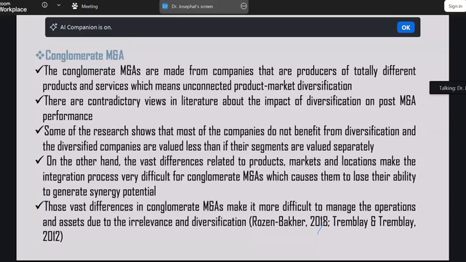Conglomerate mergers and acquisitions are made from companies that are producers of totally different products and services, which means unconnected product market diversifications. There is contradictory literature about the impact of diversification on post mergers and acquisitions. Some of the research shows that most of the companies do not benefit from diversification, and diversified companies are valued less than if they are separate. Unrelated product market locations make the integration process very difficult for conglomerate mergers and acquisitions, which causes them to lose their ability to generate synergies potential.